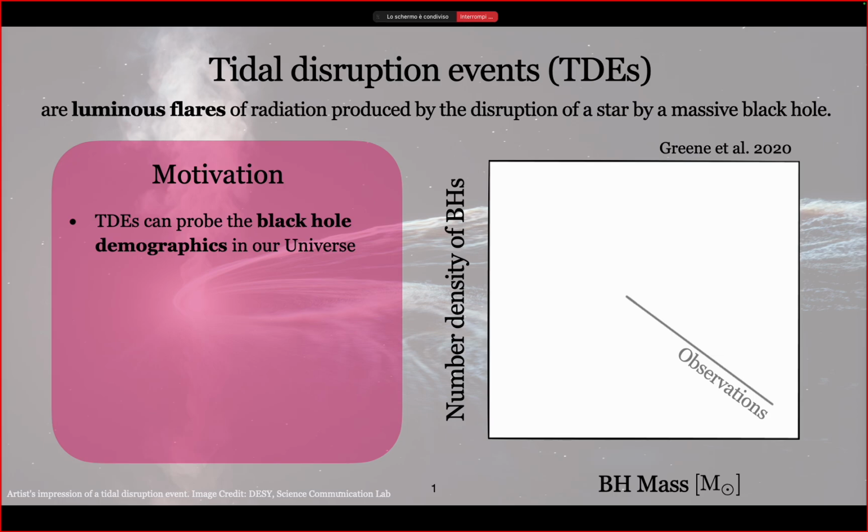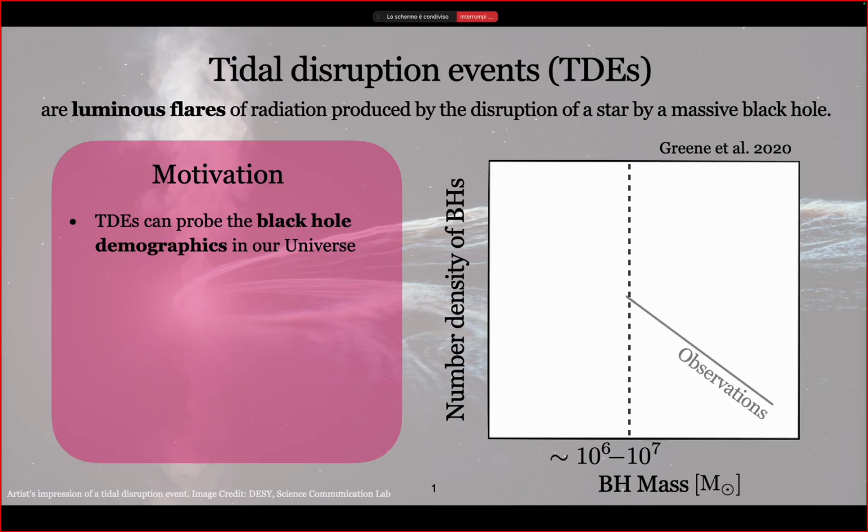This is a sketch of the black hole mass function, which describes how many black holes we have for a given mass. At high masses, this is well constrained from observations of quasars at high redshift and from dynamical measurements in the local universe. However, at around 10^6 to 10^7 solar masses, black holes become much fainter and much harder to detect, and so there we cannot rely anymore on observations.